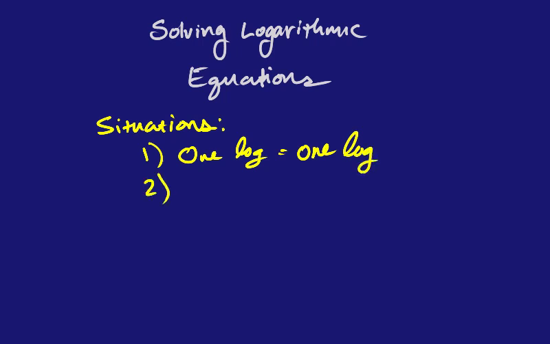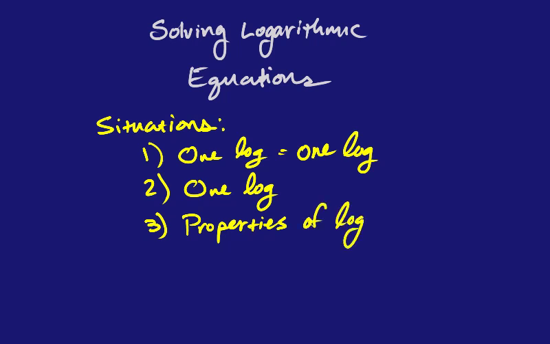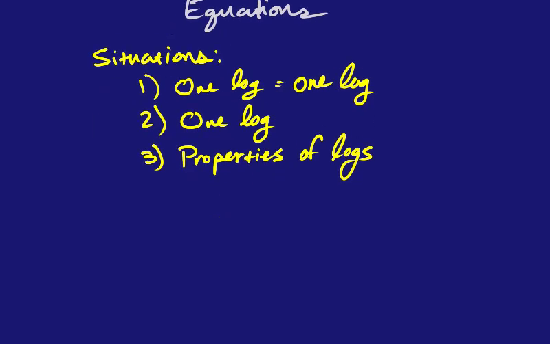The second one will be what happens when there's just one logarithm in the problem. How do you solve that? And then the third one is going to look at how properties of logarithms can help us in our effort to solve equations. So those are the three situations we look at. I'll try to do my best and hopefully help you out a little bit. So here we go.